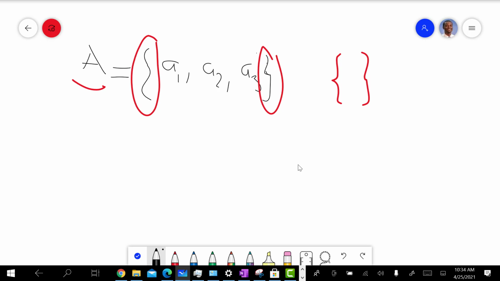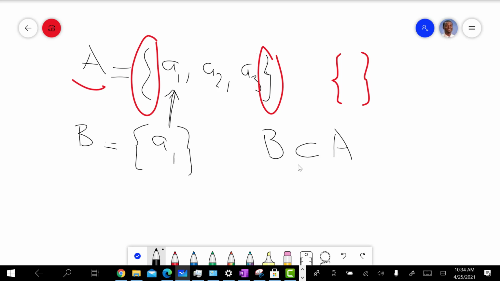Say for instance you have another set called B, which is {A1}. In this case, you can say that B is included in A. Why? Because A1 is an element that belongs to the set A.